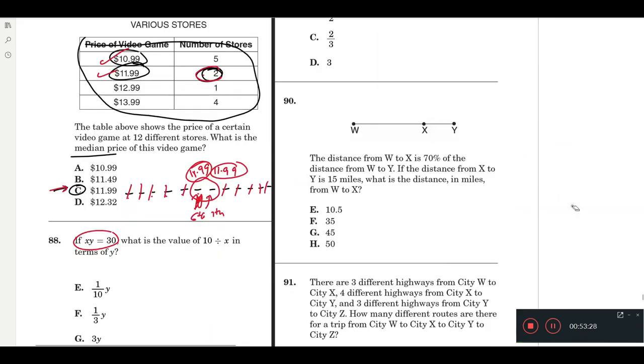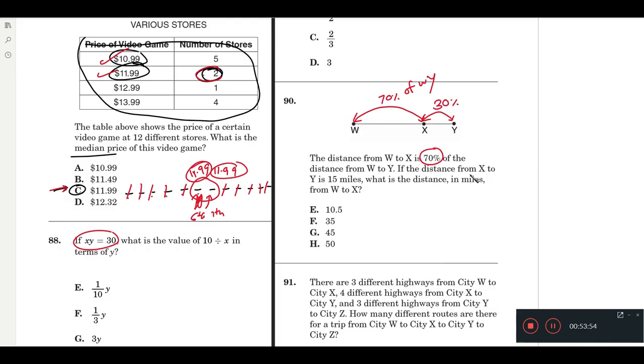Alright, question 90. The distance from W to X is 70% of the distance from W to Y. So the distance from W to X is 70%, 7/10 of the distance from W to Y. So this is what? 30%, yeah. It's up until 100%.